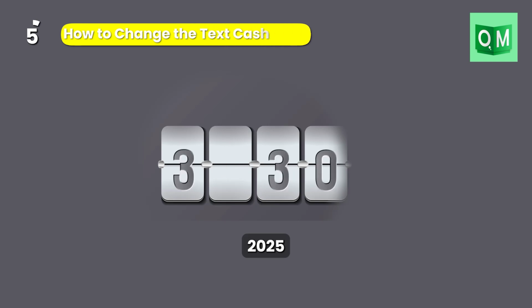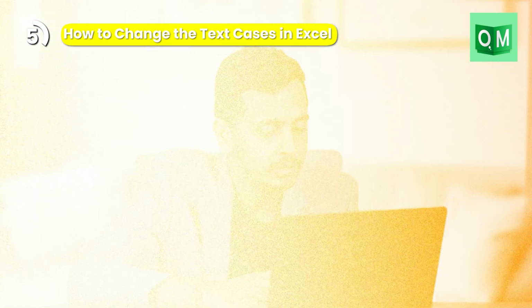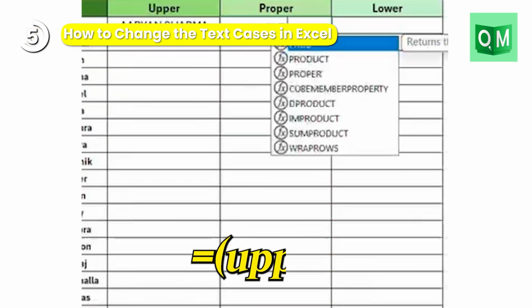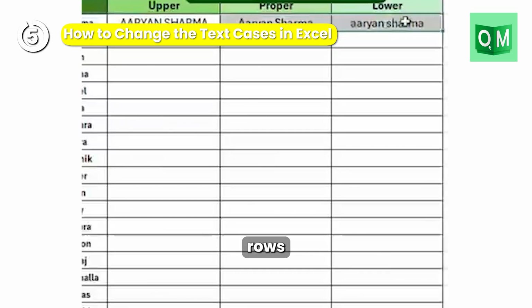It's 2025 and you're still changing text cases like this? You need to stop now. Instead, do this, take a look. Use the following formulas: =UPPER, =PROPER and =LOWER, selecting cells for each. Drag the formula to all the rows and boom, it's done.